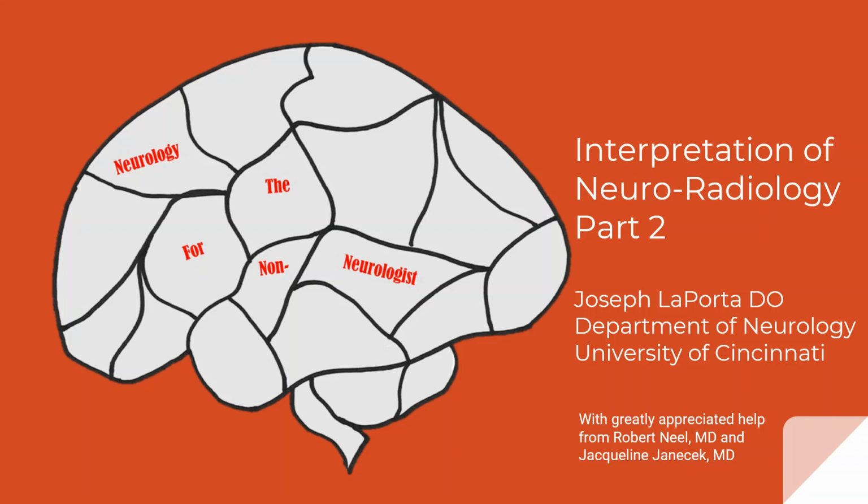Guys, and welcome back to the second half of Neurology for the Non-Neurologist on the lecture on interpreting neuroradiology. So we're going to pick up right where we left off last lecture, and we're going to go straight into catheter-based angiography. Then we'll talk about CT perfusion testing, and then we're going to move on to the infamous brain MRI, which you're going to get a ton of on our service.